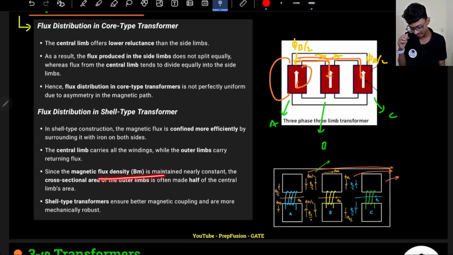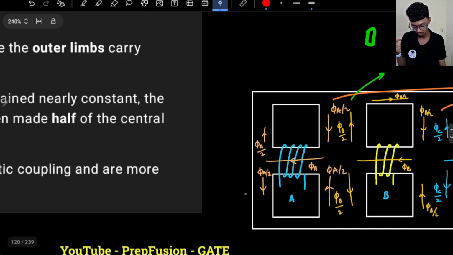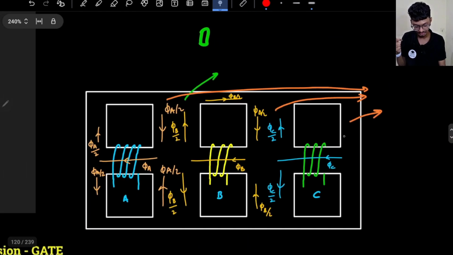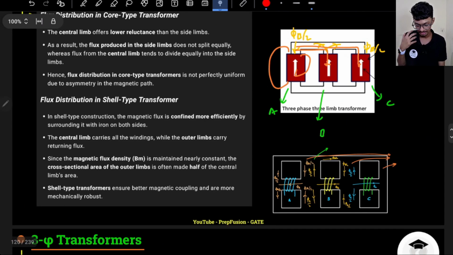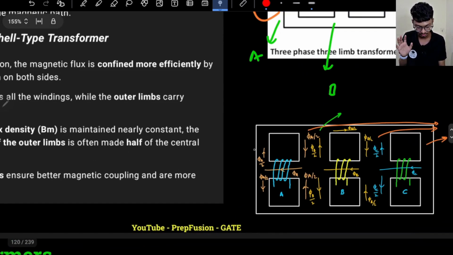Since the magnetic flux density is maintained nearly constant, the cross sectional area of the outer limbs is often made half, because half of the flux is going there. If you see here, phi a by 2 is flowing in the outer limbs. Here also phi c by 2 will go. As half of the flux is going, that's why the area will be half here. Visually also you can understand, the area will be thickest here, and slightly thinner here.